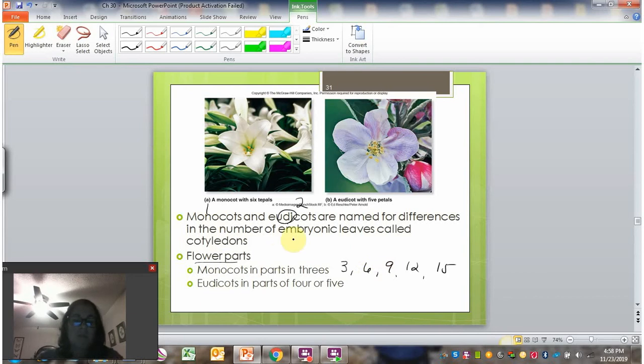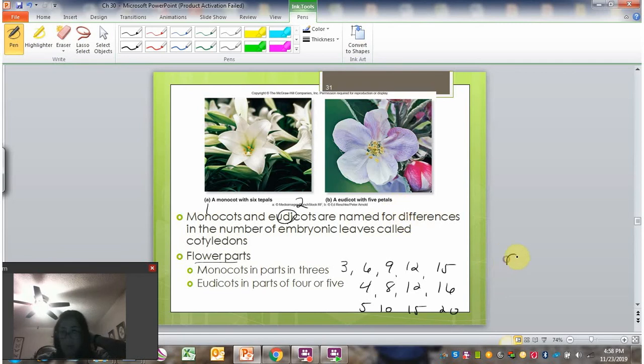Whereas eudicots will tend to have their flower parts in parts of four or five, so four, eight, 12, 16, for example, or 5, 10, 15, 20, for example. So here's a classic eudicot with five petals, displaying those five parts. Now, keep in mind that petal counting is not foolproof.